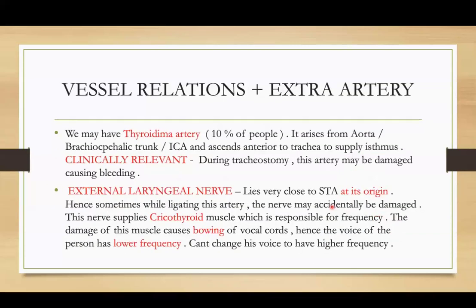Okay, now we have the vessel relations and the extra artery. So other than the superior, inferior, and posterior thyroid, we have another artery called the thyroidea ima artery, which is only present in 10% of people. It arises directly from the aorta or the brachiocephalic trunk or the internal carotid. Because it's so rare and most people don't have it, it has many different anatomical origins. It ascends anterior to the trachea to supply the isthmus.